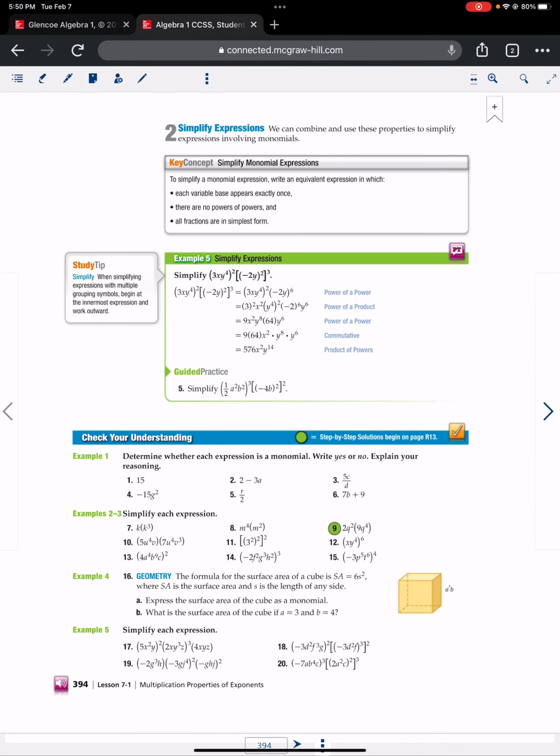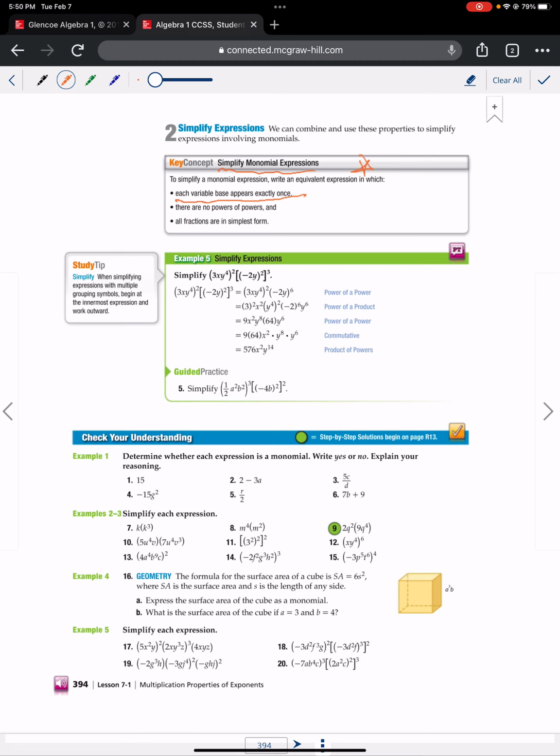Then the last example here, I said there was one more. When you simplify monomial expressions, I thought I was on the last one last time, but this is the last key concept. Now, it's not really a rule associated with exponents. We had the three rules. Now here are the rules when you're asked to simplify. Each variable base appears exactly once. So I can't have b squared times a squared times b squared again. I would have to combine the two bases, b squared.